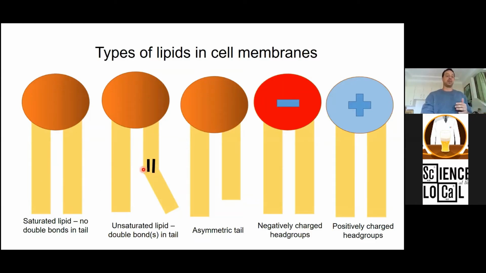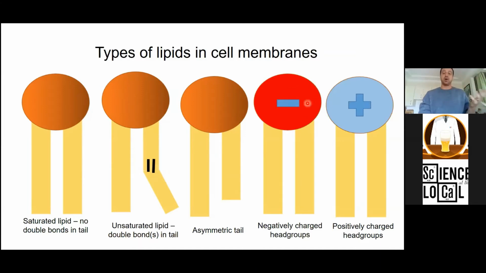And that changes the membrane properties. If you have a lot of lipids with these kinks in their tail, then the membrane becomes more fluid, whereas these guys are more rigid. You can have asymmetric tails, very common, where one tail is longer or shorter than the other. And you can also have lipids with different head groups. So the hydrophilic portion at the top that associates with water can have different head groups, such as a choline head group or a serine or a glycerol head group.